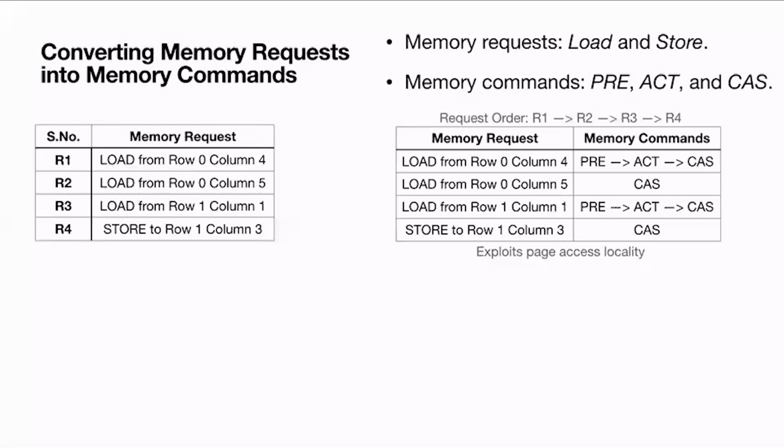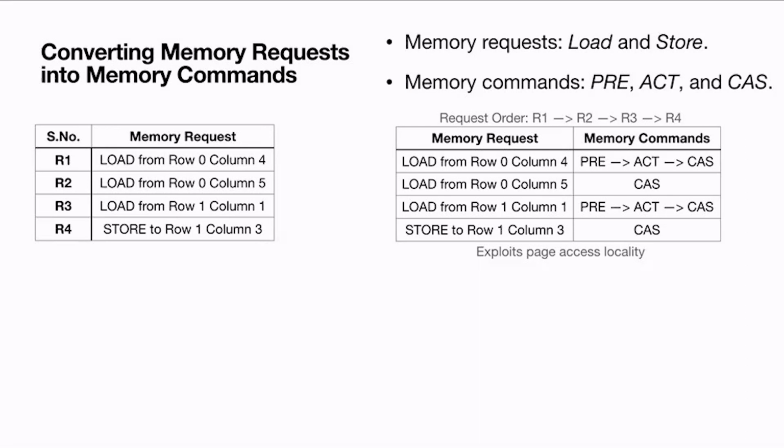Next, a store operation to the same row. So again, I don't need to perform PRE and ACT, but I have to perform a cache command. So basically, if you see, a total of 8 commands you have to give for these 4 memory requests if we use this particular policy. Got it?